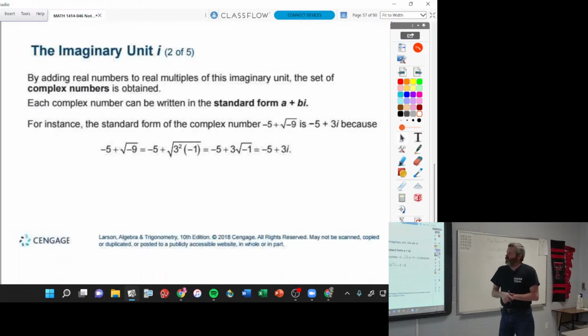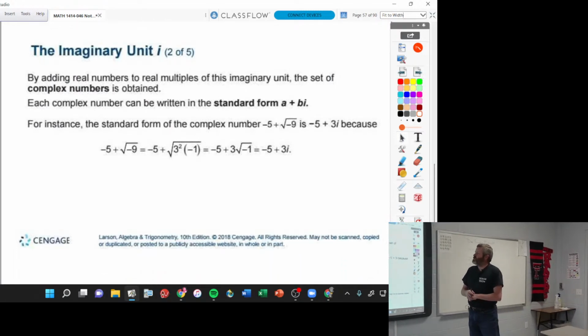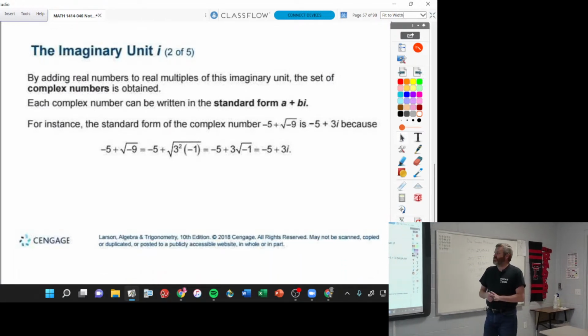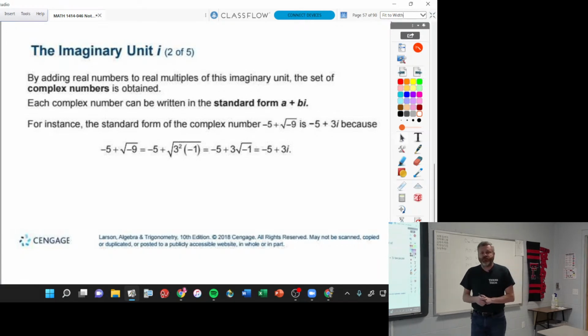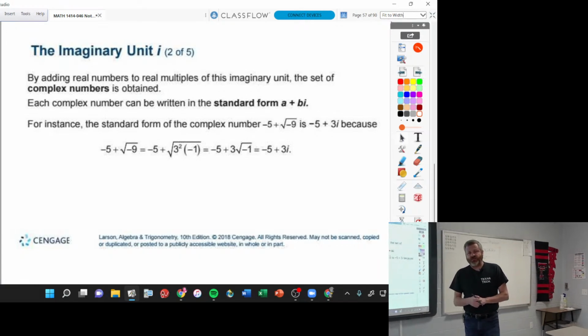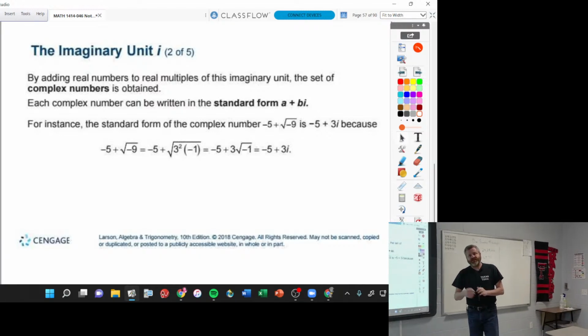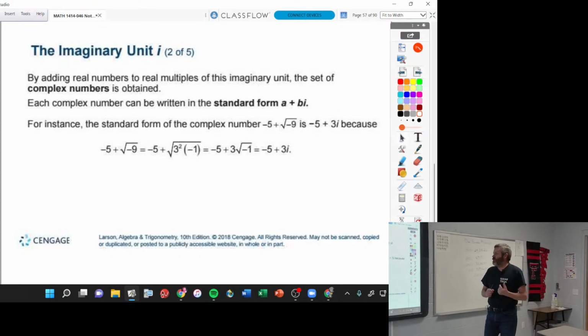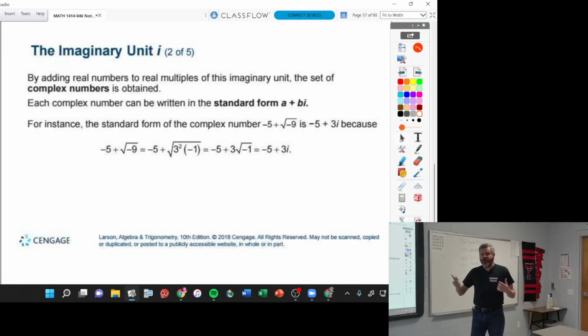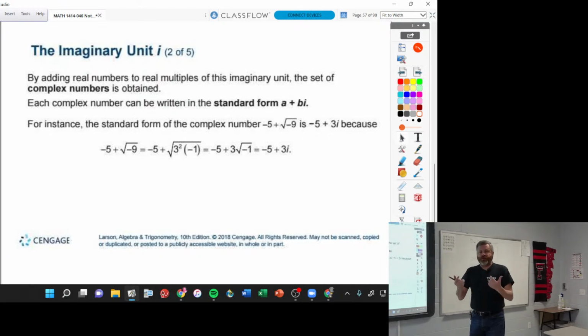By adding real numbers to real multiples of the imaginary unit, the set of complex numbers is obtained. Each complex number can be written in standard form. Standard form is always going to take the form a plus bi, where a is the real part and bi is the pure imaginary part. Putting a real part together with a pure imaginary part gives us the complex number.